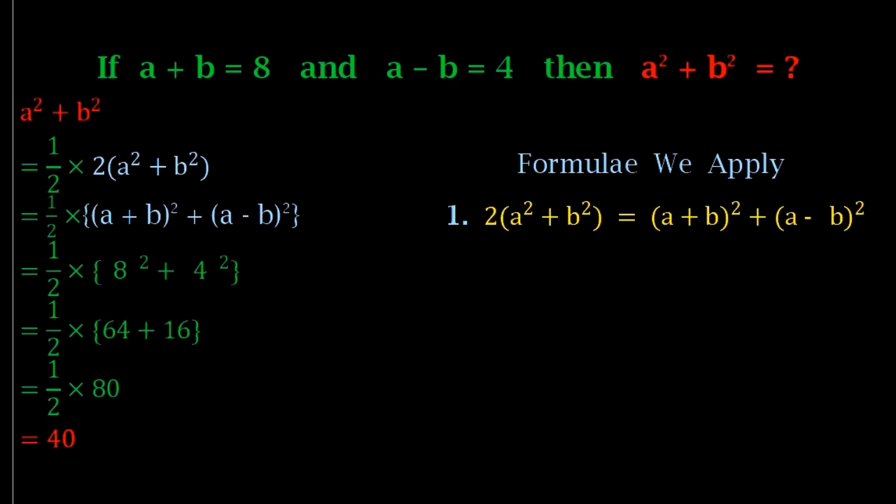And for the next part, 2 into a square plus b square, we know the corollary for it: 2 into a square plus b square is equal to a plus b whole square plus a minus b whole square. In that case, both the values of a plus b and a minus b are known to us as they are given. So we can easily apply this, and it makes the problem easier. This is less time consuming than the previous method where we needed to apply the corollary of ab. So we just need to think about what we need to do.